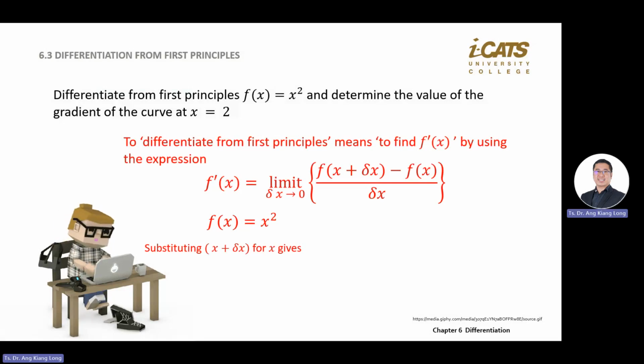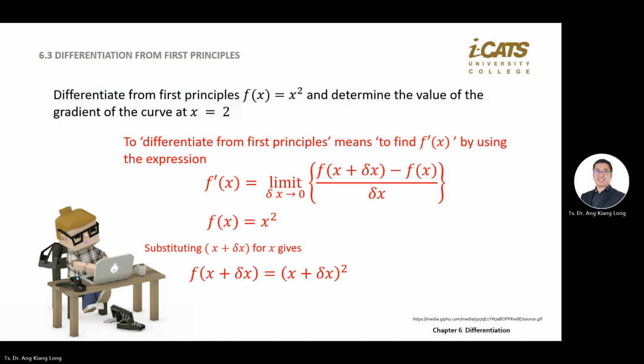Then you know that your f(x) equals x squared. You substitute x plus delta x, right? Meaning this one, you substitute by this one, right? So you get bracket x plus delta x, superscript 2.